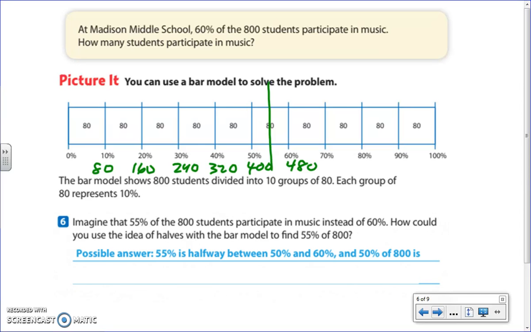Because, like I said, 55% is halfway between 50 and 60%. 400 would be 50%, 480 would be 60%, halfway between those is 440.